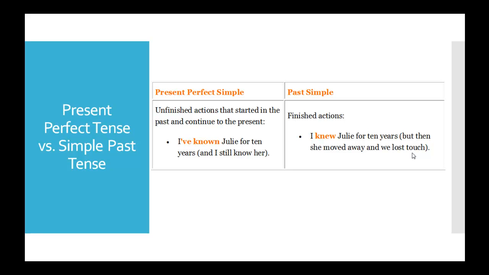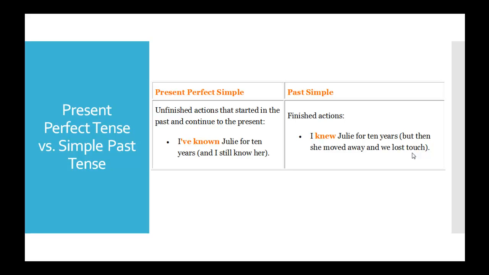Next thing we will talk about is the differences in the use of present perfect tense and simple past tense. The most important thing to remember is that the present perfect tense usually refers to actions which are somehow related to the present time, thus the name of the tense. Past simple tense usually refers to actions that happened and are completed in the past.